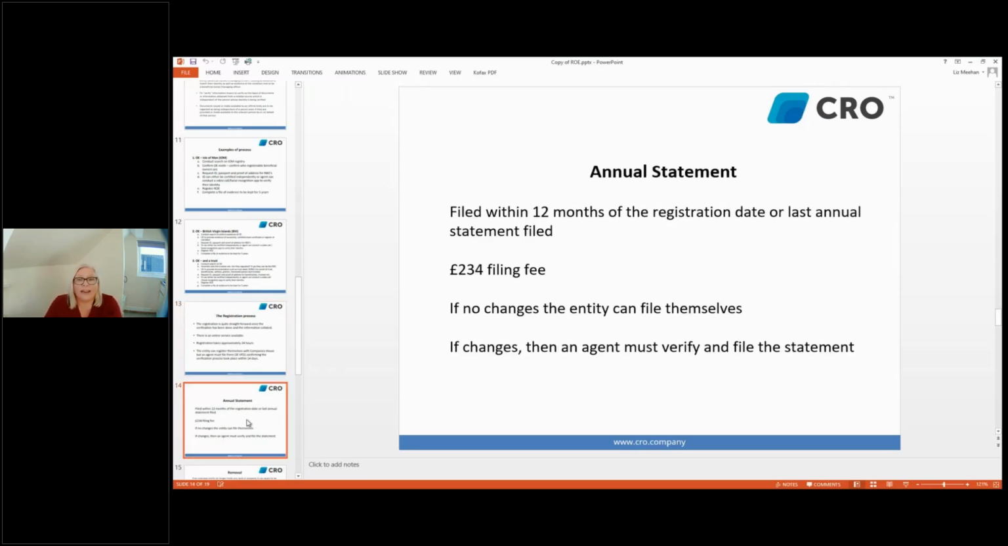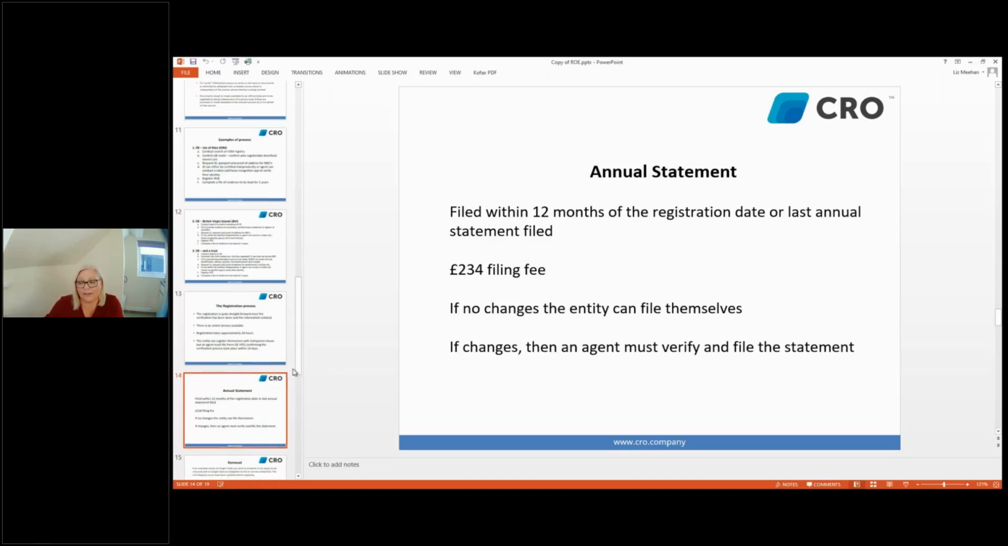So once registered, an annual statement is required every 12 months. Now, the filing fee for that is £234. That increased this year in May to that amount. If there have been no changes in the last 12 months, then the overseas entity can file the annual statement themselves. But if there have been changes, even if it's just a registered office address, that needs to be re-verified by an agent. It doesn't have to be the same agent, but that information needs to be verified again. And again, the agent would need to make a statement to that effect.